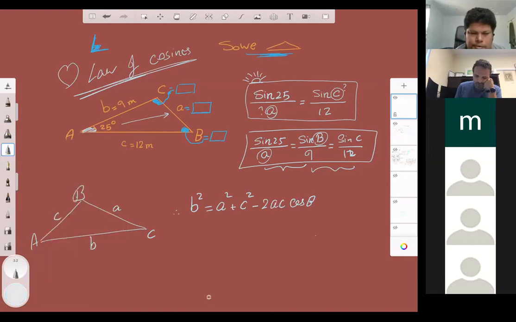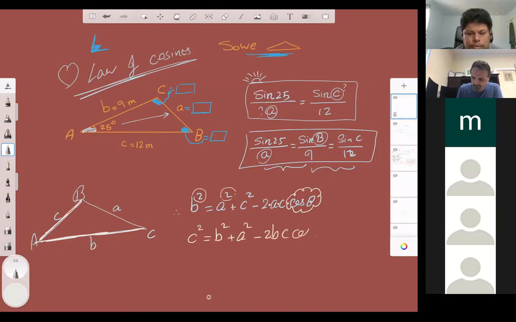So what does it mean? That means if you pick this side, if you square it, it will be equal to squaring and adding the other sides minus 2 times A times C cosine of B. Because we are using cosine, that's why they call it law of cosine. And you can write for the other lengths as well. If you pick C, so C squared equal to B squared plus A squared minus 2AB cosine of C. So this cosine is related to this one.